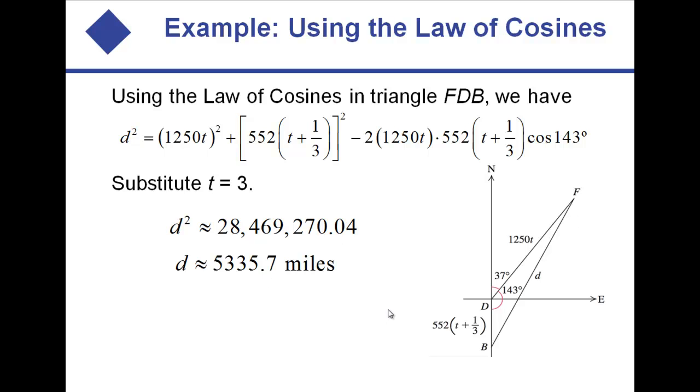And you get a d squared of this big old number. When you square root it, you get d of roughly 5,300 miles. Okay? Simple stuff, right? Don't make this any more complicated than it is. Yes, it's an ugly looking formula. Yes, it can be scary, but it's really very simple to use because all you're doing is plugging in numbers, squaring some things, adding them. It's all basic math operations.